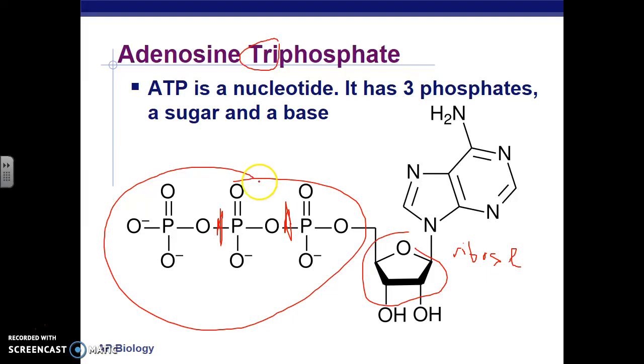Now, the question is, why are these bonds so high in energy? If you take a look at the phosphate group, we have all these negative charges from the oxygens. Those negative charges do not like to be next to each other. So when you break this bond, you're relieving this negative charge from the molecule, and that releases a lot of energy. By releasing a phosphate group, you're getting these negative charges away from each other, and that releases energy.